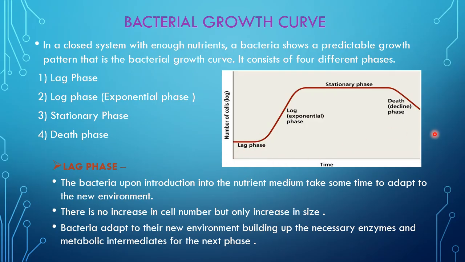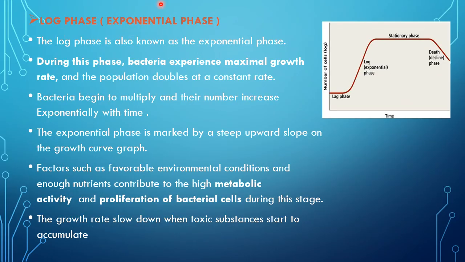And then next is log phase or exponential phase. The log phase is also known as the exponential phase. During this phase, bacteria experience maximal growth rate and the population doubles at a constant rate. Bacteria begin to multiply and their number increases exponentially with time. The exponential phase is marked by a steep upward slope on the growth curve graph.